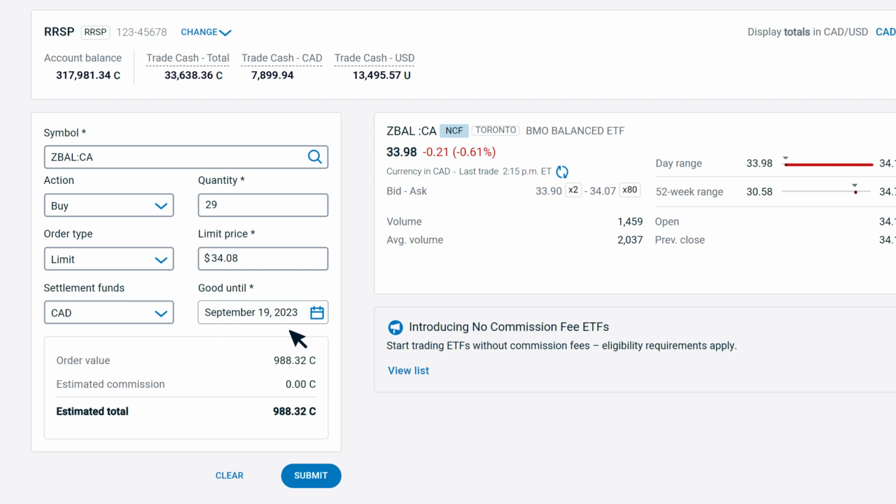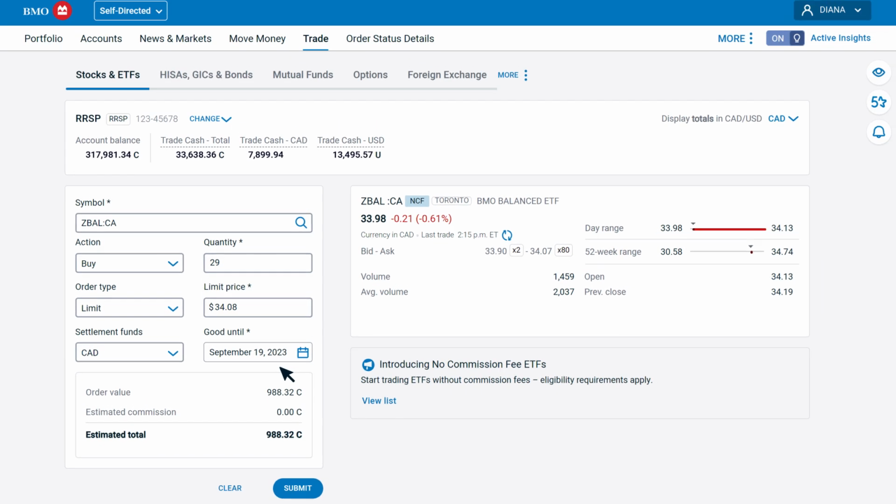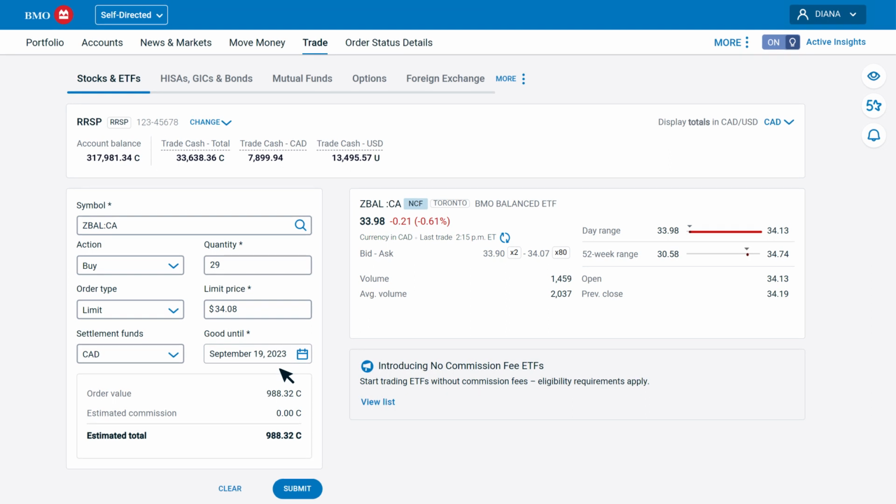And the last thing we'll do is choose for how long our order is valid. If our order doesn't get filled today, which could happen if the price goes up past our limit price before we can enter in our trade, we can choose to have the order stand in the hopes of getting it filled in the future. That way, if the price falls back down, we can acquire those shares without having to check back every day and keep placing new orders. We click on Submit to complete our order.